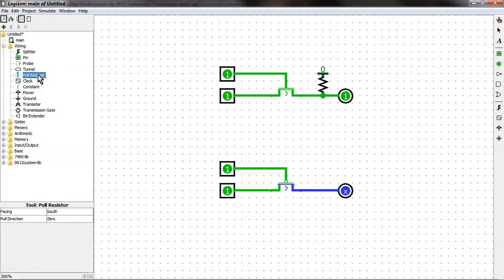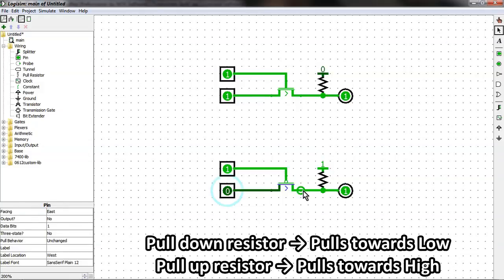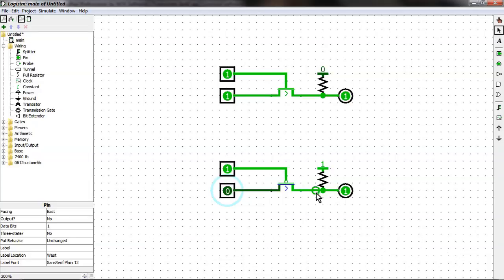We can also grab another resistor here, and we basically set it to pull towards 1 instead. And what that means is this is now what we call a pull-up resistor, and the idea is if the line is disconnected, it goes towards 1, or high. Here's an easy way to actually visualize how this works.